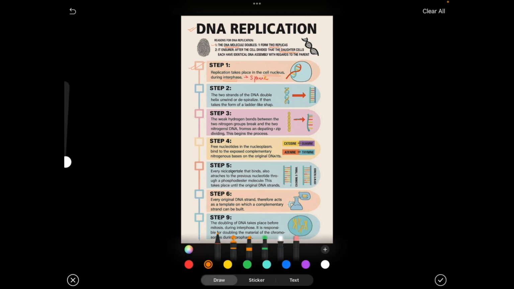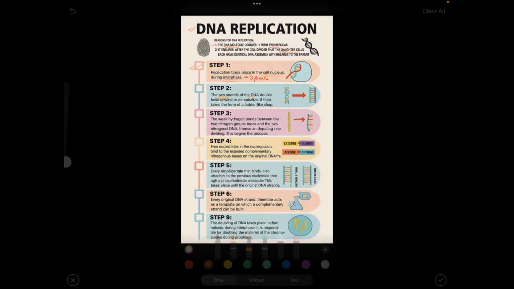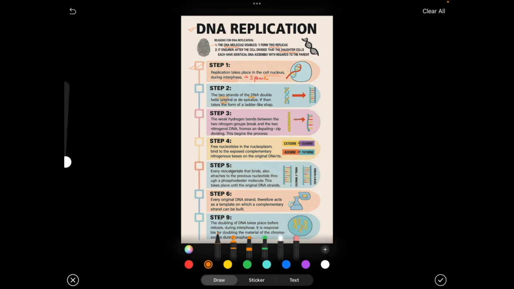Next is step 2. Here, the two strands of the DNA helix despiralize or unwind. That means the hydrogen bonds between those two strands break down, and they form a ladder-like structure like this.